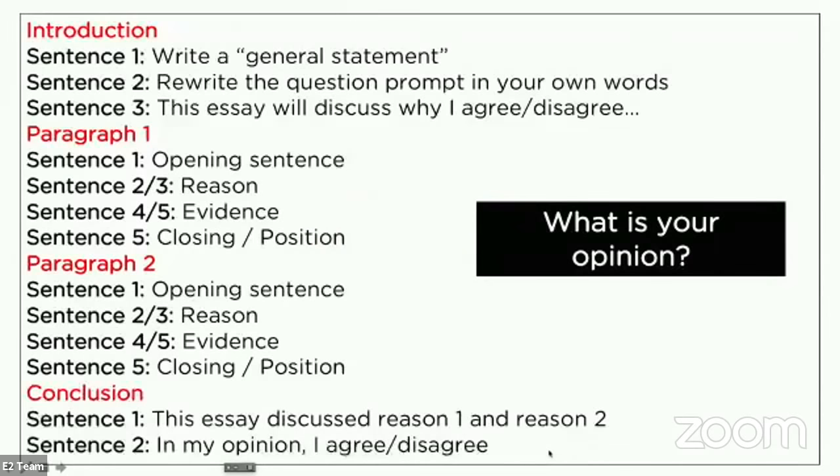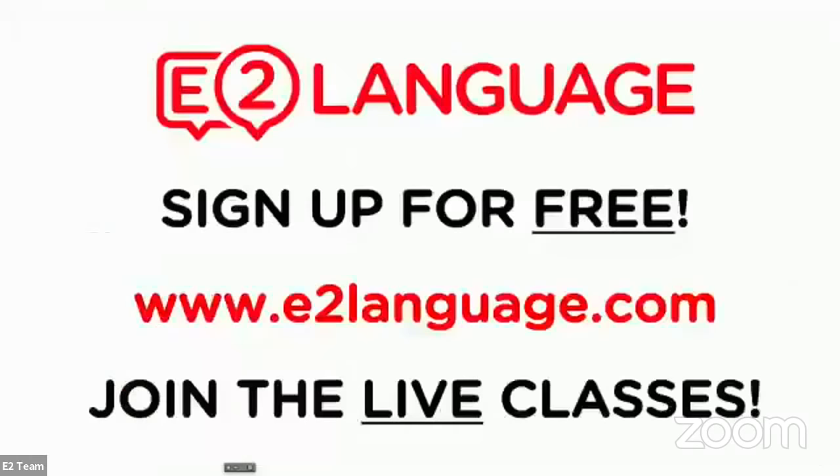Let's recap. The essay structure we looked at had an introduction, a paragraph 1, a paragraph 2, and a conclusion. The intro had 3 sentences. The paragraphs had, well, between 1 and 6 sentences. Actually, it should be a 6, not a 5. And the conclusion had 2 sentences.